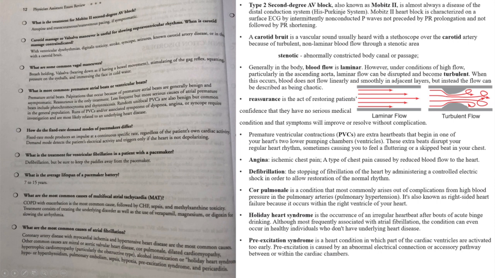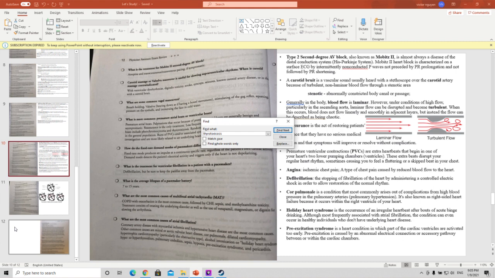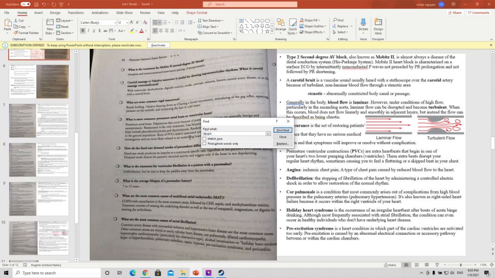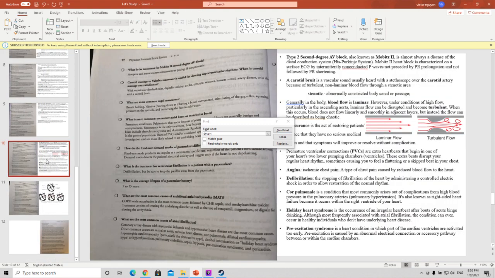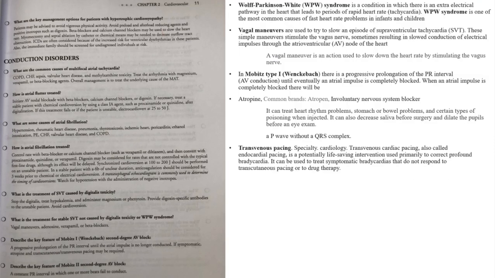Random unifocal PVCs, which are premature ventricular contractions, are also benign, but common in the general population. Runs of PVCs are associated with dyspnea. What is that again? Dyspnea. Oh, difficult breathing. So runs are symptoms of difficulty breathing, angina, which is ischemic chest pain. Okay. Syncope, fainting, requires investigation, most likely related to underlying heart disease.